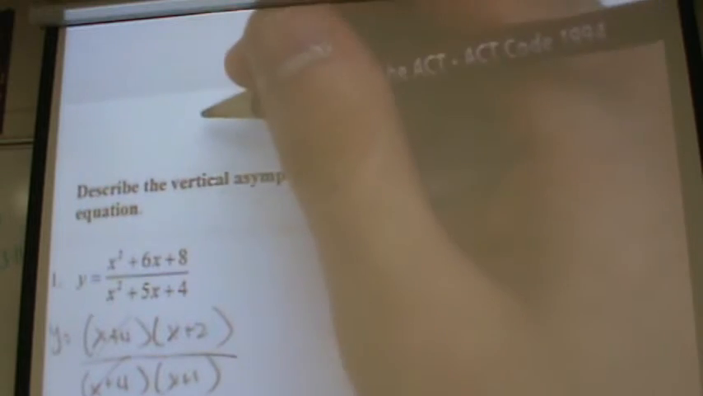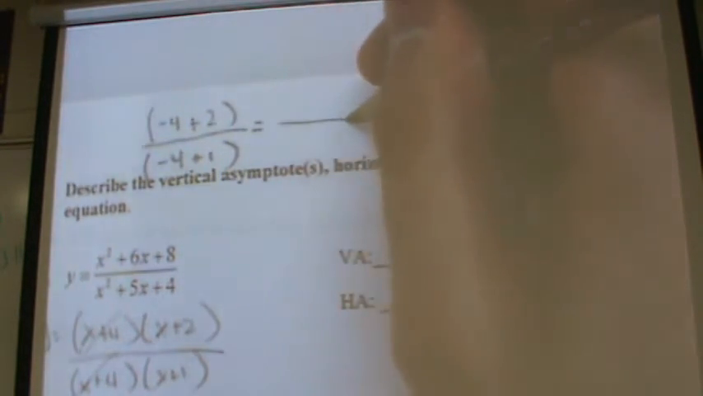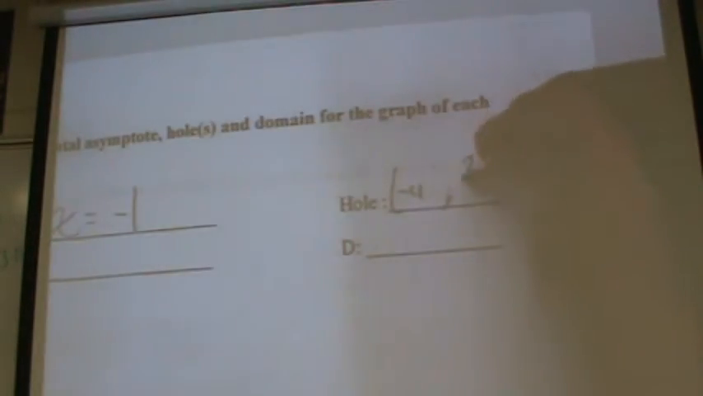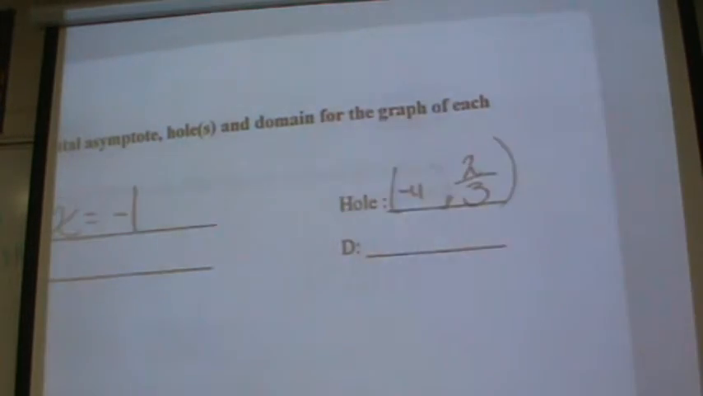And how do I find this value over here? Right. Plug it in. So you have x plus 2, which is negative 4 plus 2 over negative 4 plus 1. Okay, this is equal to negative 2 over negative 3, or 2/3. Just like that.